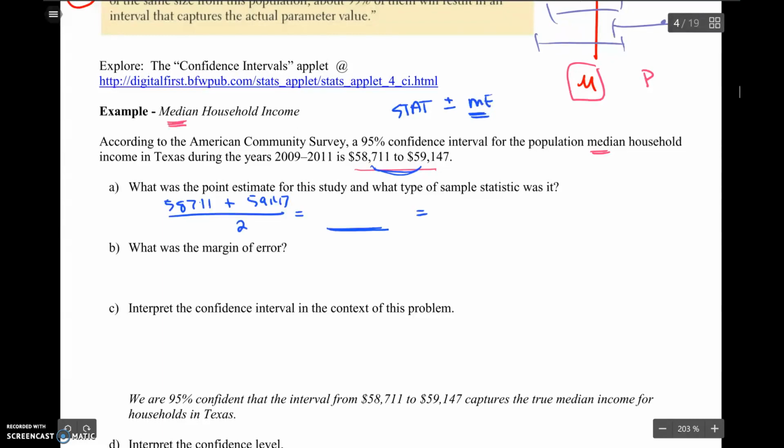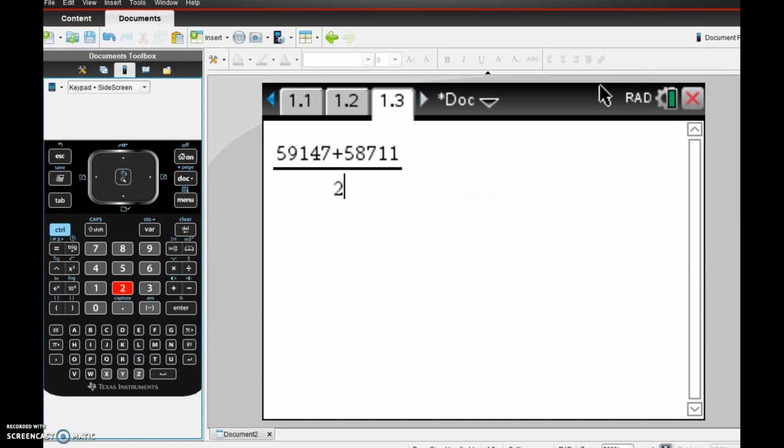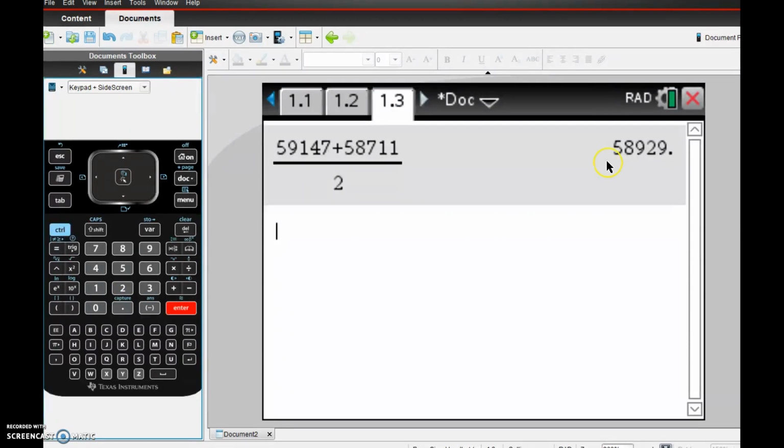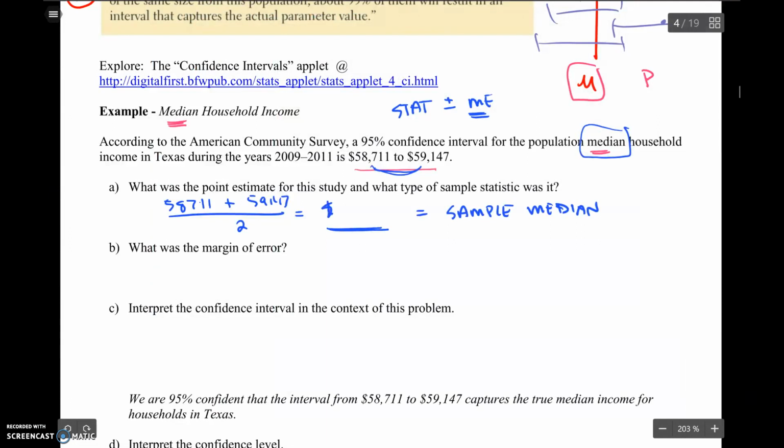And then the question is, what type of sample statistic was it? Well, I don't really know what it was. I'm assuming they would probably use the sample median to approximate the population median. But as we learned from the German tanks problem, sometimes we use other estimators. So I'm going to assume it was a sample median. That'd probably be my best guess. And if we just type this in here, Control Enter, 58,929. So my estimate's right in the middle of that interval.